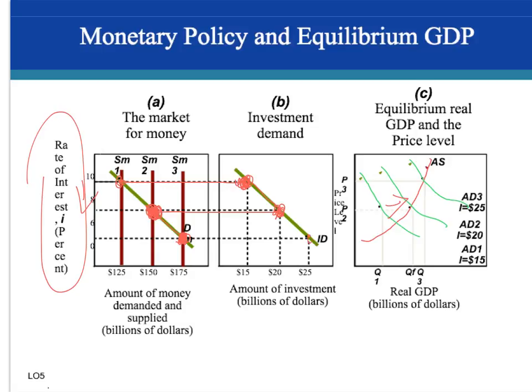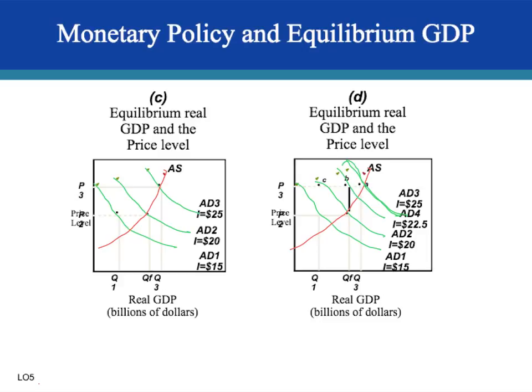So we were at $25 billion of investment demand over here. And now that interest rates are higher, the cost of borrowing is higher, so investment demand falls to $20 billion. And we see that aggregate demand shifts back to the left. We'll model this in the next slide.